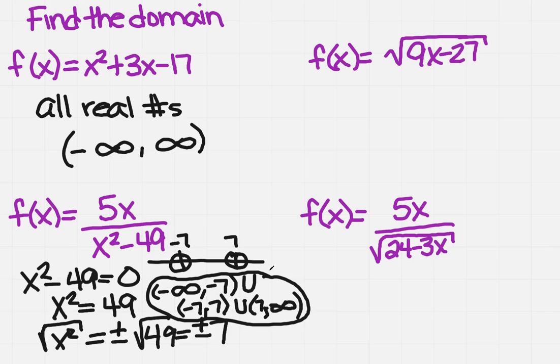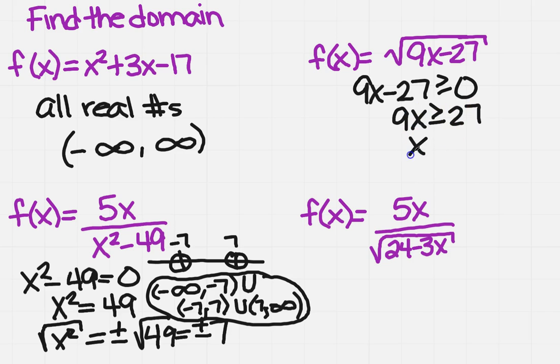Now, the one at the upper right corner, we have a radical sign. Now, it is a square root, so it's an even root. So when we do that, we know that it's going to have to be greater than or equal to 0. So I'm going to take 9x minus 27, it's greater than or equal to 0. And then I'm going to solve for x. So I'm going to get 9x is greater than or equal to 27. And I'm going to get x is greater than or equal to 3.